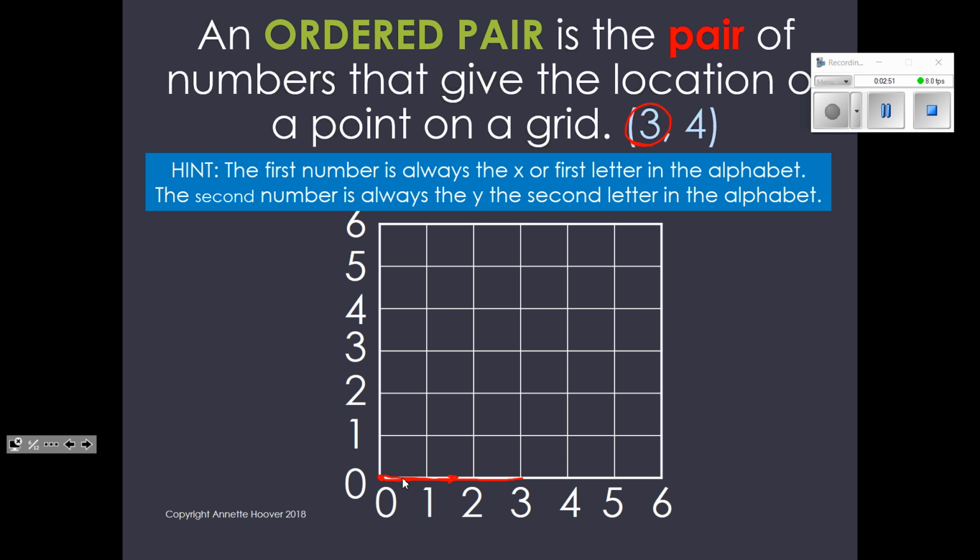The second number is the y. It tells you how many to go up. So after you go to the right 3, the second number tells you to go up 4. And that shows you a location on the grid that we're going to put a point.